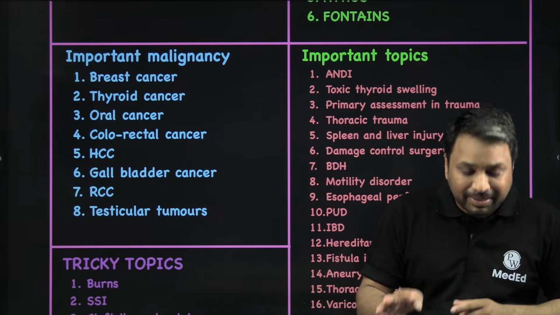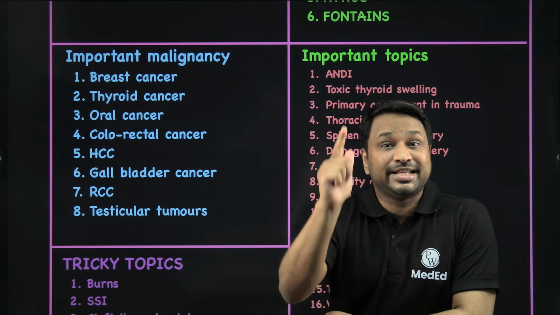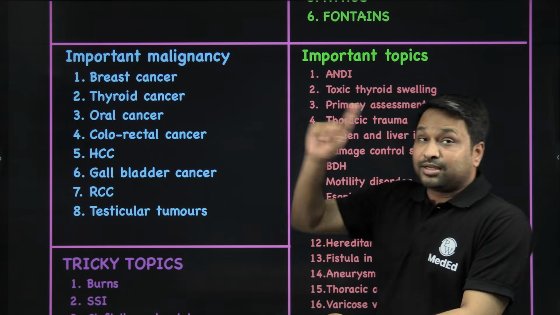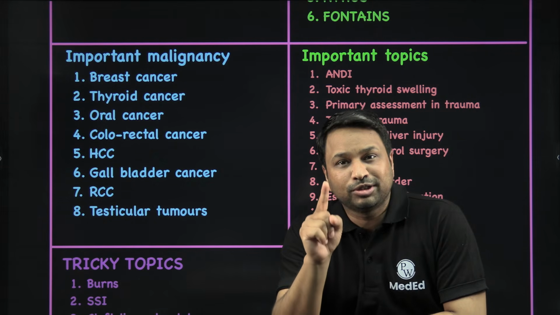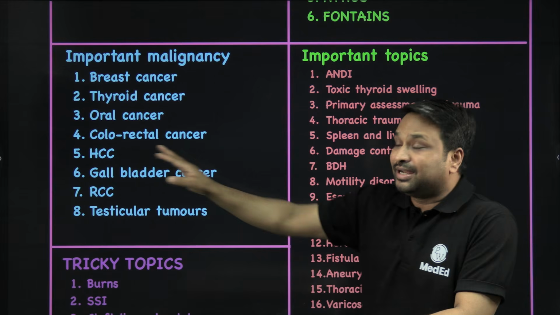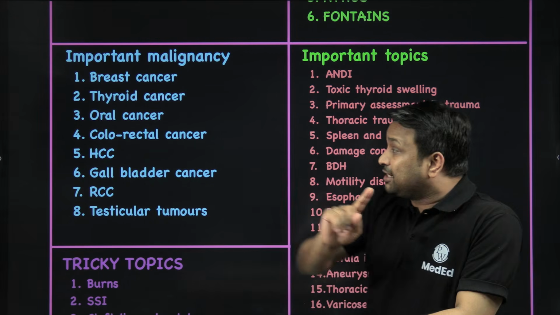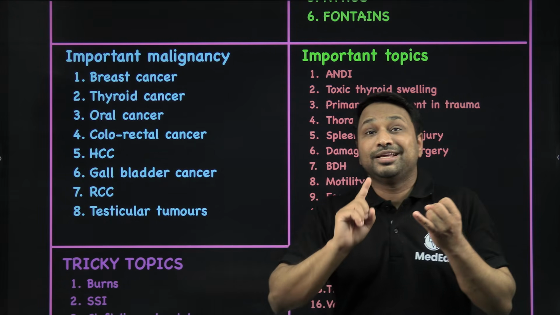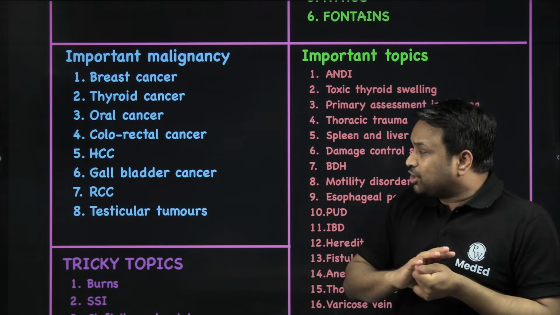Then the important malignancies. Breast cancer, you have to know the TNM classification, staging and management. Thyroid cancer, management. Oral cancer, TNM classification. Colorectal is going to be both your TNM classification and management. HCC, remember the BCLC criteria, that is Barcelona criteria for liver cancer, and its management. Gallbladder cancer, your TNM classification is their newfound love, and obviously the management.